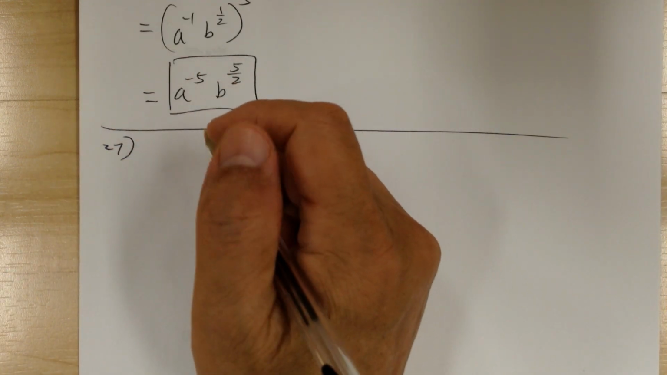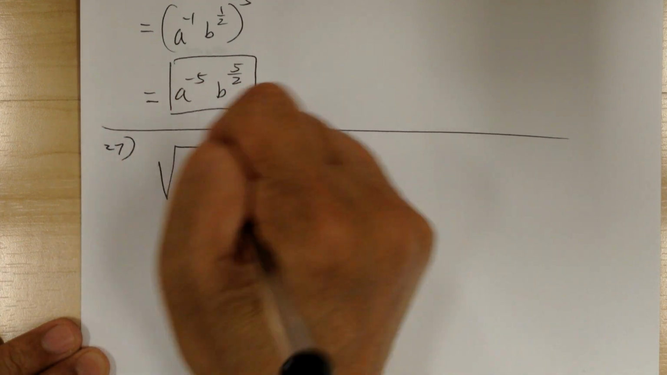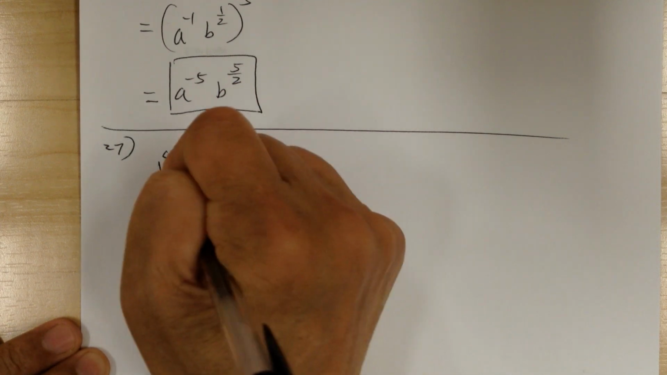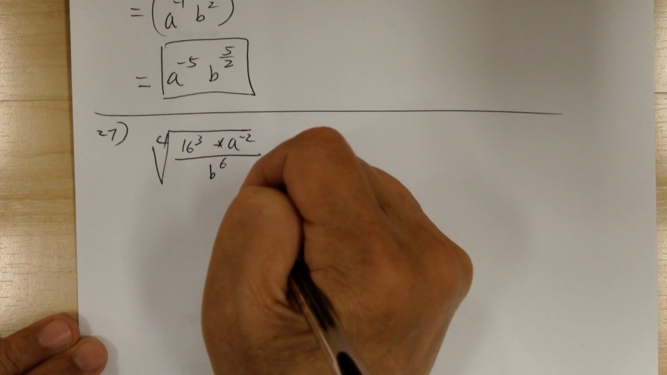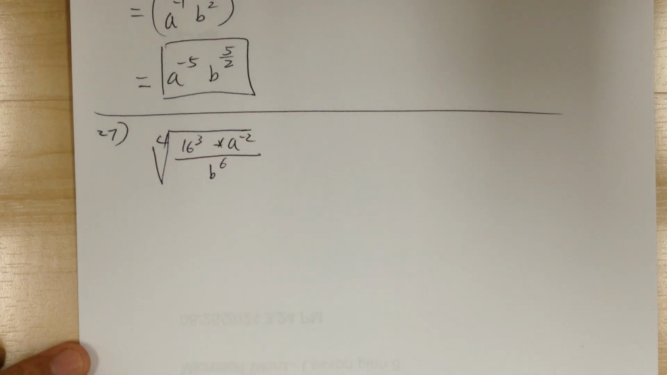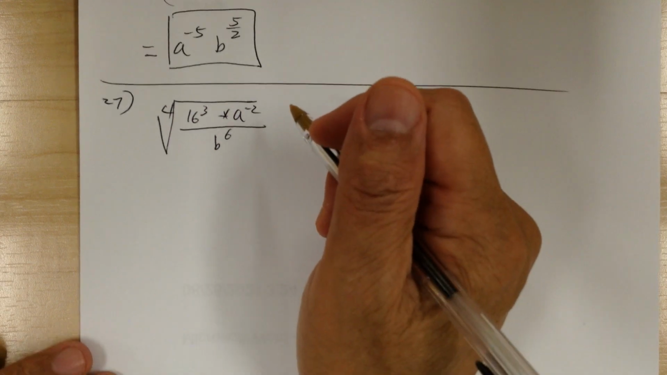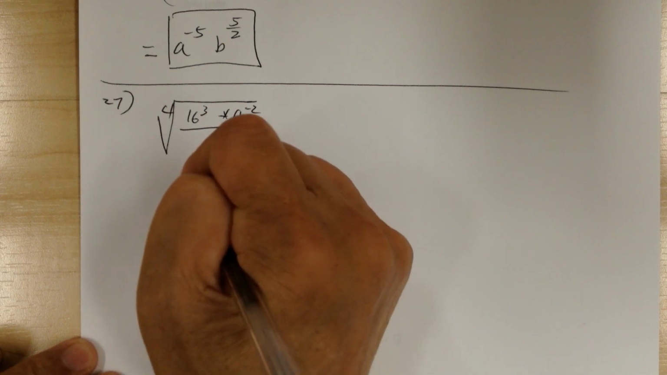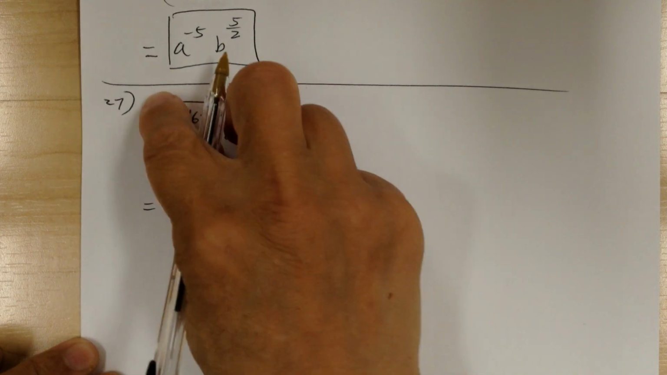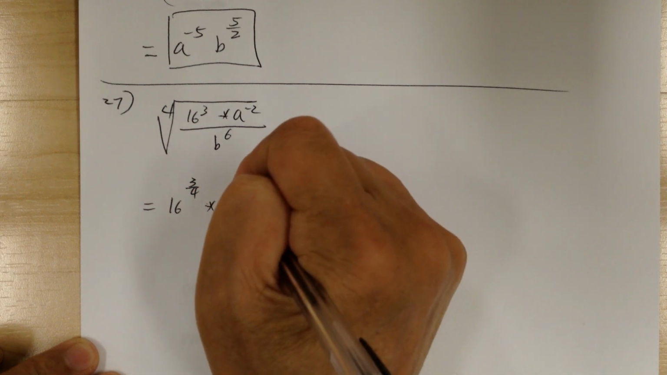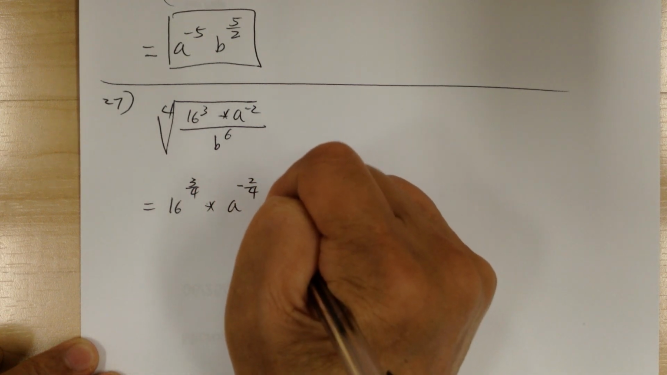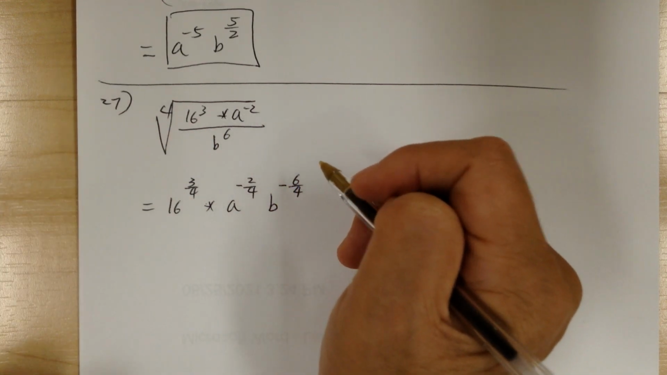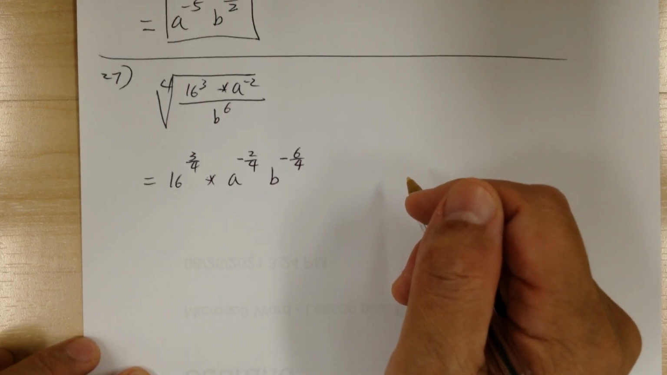Okay, 27. Okay, first let's just do all this. So you're going to get 16 to the 3 over 4 power, right? 3 over 4. And you're going to get a to the negative 2 over 4. And you're going to get b to the, this is on the bottom, so it will be negative 6 over 4. Okay. Then after that, you have to go and simplify.